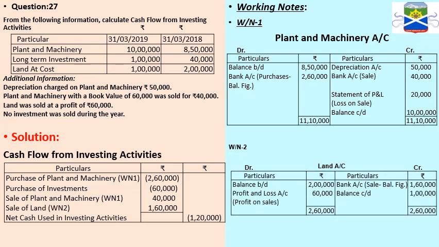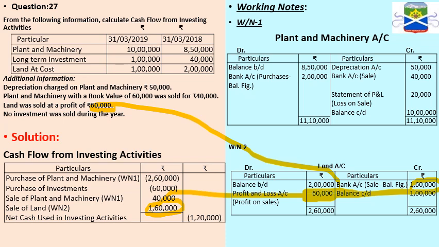Now same way, there is land, so land we will find in workings number 2, and same way we will be putting the balance BD, balance CD, and there is land sold during the year at a profit of rupees 60,000. So land profit part, we just put the profit over here at 60,000, and then if you do the balance part, we'll get 1,60,000 as sale. So this part will be coming over here as sales of land.